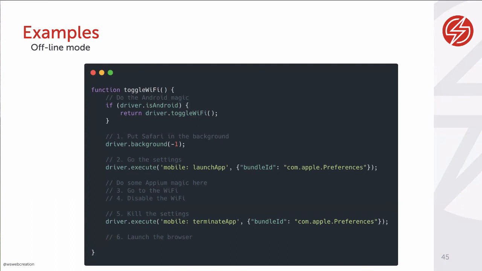Meaning if we did all the Wi-Fi magic in steps 3 and 4, and we put the settings to the background, then the next time I open the settings to, for example, disable the Wi-Fi or enable the Wi-Fi again, my starting state is different. So my advice here would be to terminate the settings. The next time that you need to enable the Wi-Fi, the settings will start in the same setup. And then last but not least, launch the browser.